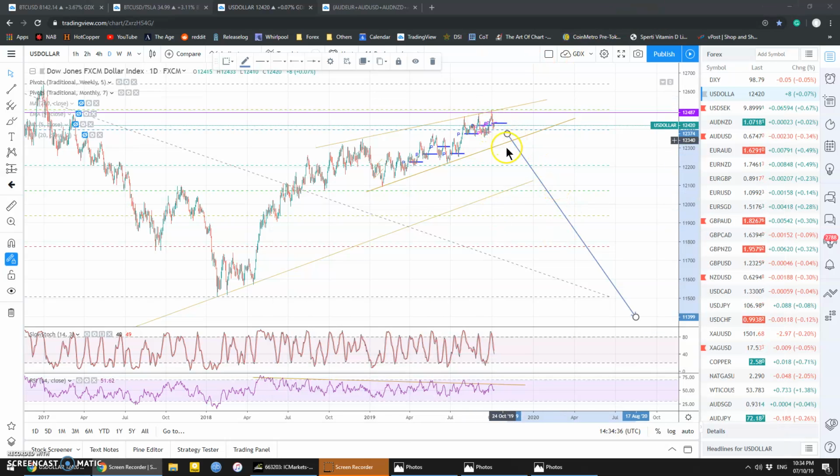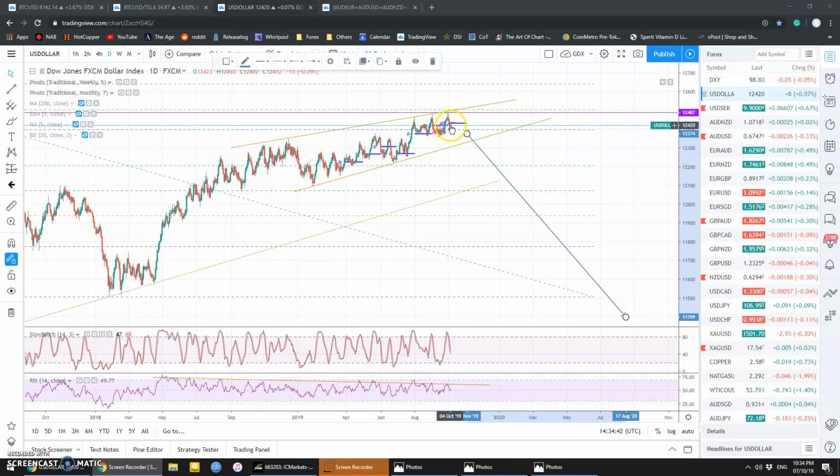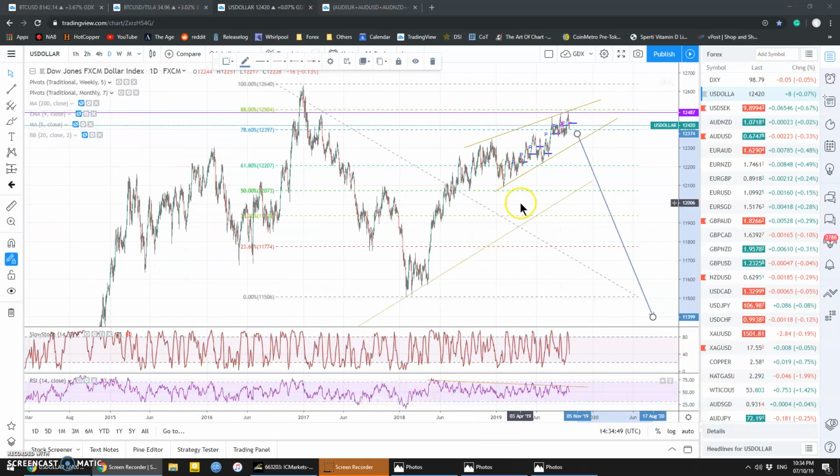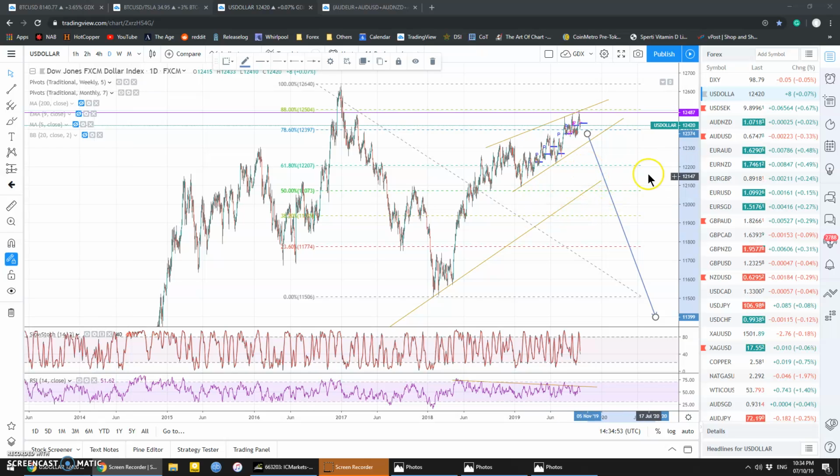Confirmation would ideally be a break of this wedge. It should take some time. This is a daily chart. But first I want to see a confirmation on the monthly weekly pivot and a follow-up move to the downside. But we do have a good setup for it. And fundamentally, geopolitically, it supports that movement. So we shall see.